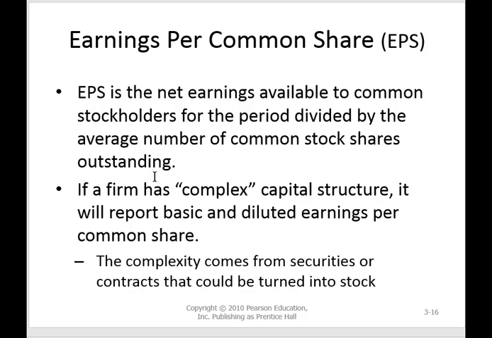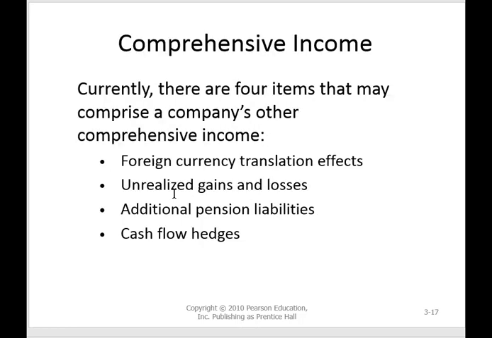The slide here refers to something as being complex. If we have things like convertible securities or warranties that are tied to common stock, then the diluted earnings per share says, look, if every single contract that could be a stock was turned into a stock, what is the maximum number of shares of stock? And then that's the number they use to calculate earnings per share.